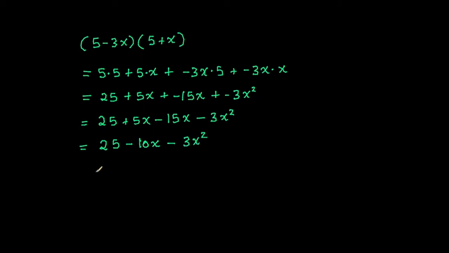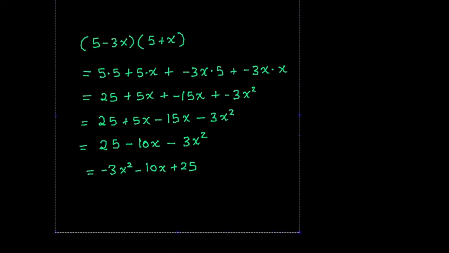You can rearrange this. You can write this as minus 3x squared minus 10x plus 25. But it doesn't really matter, because we generally write the answer in this way, but those two things are just the same. So let's just try one more example now.